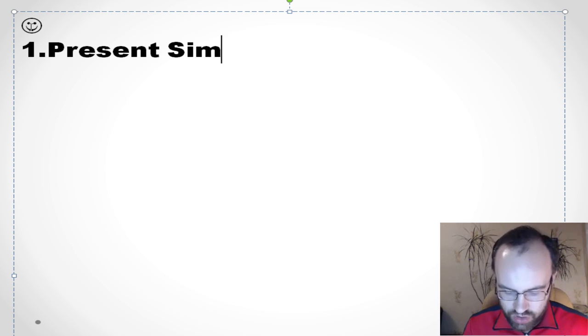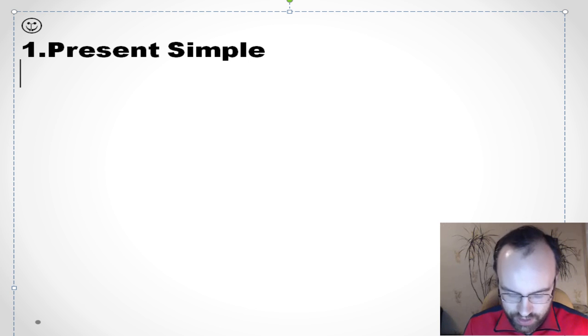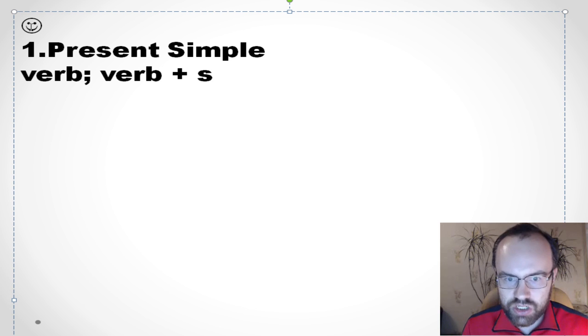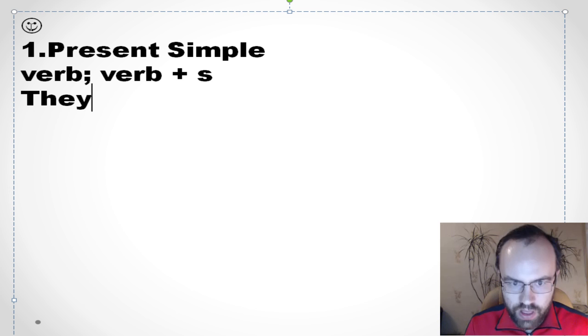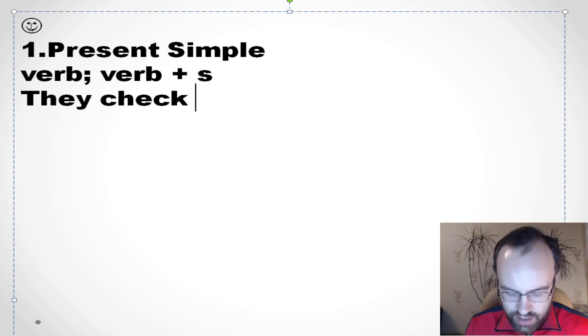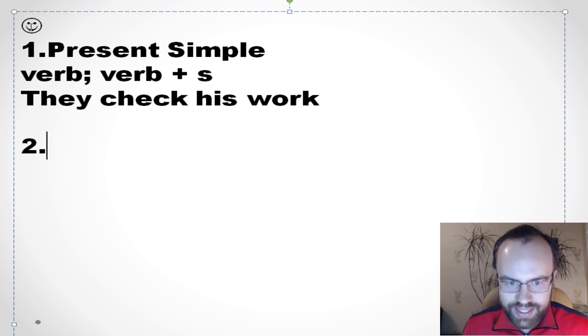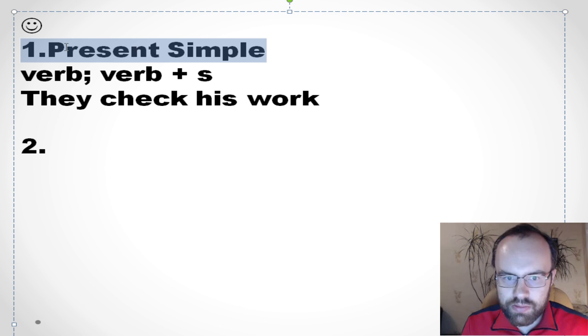Present simple. Do you remember how we form it? So verb, or verb plus s if it's he, she, it. For example, they check his work. They check his work. Okay?